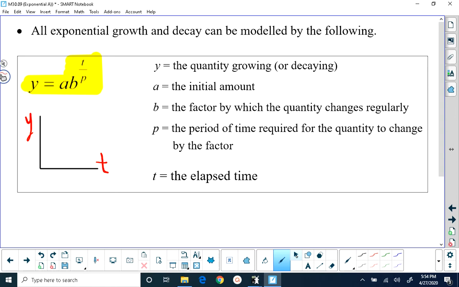What are the parameters A, B, and P? Well, A is the initial amount. So whatever the initial amount that you're modeling is equal to, that's A.